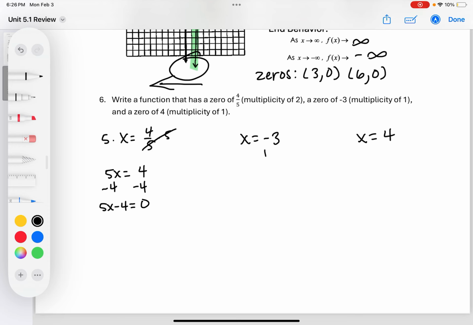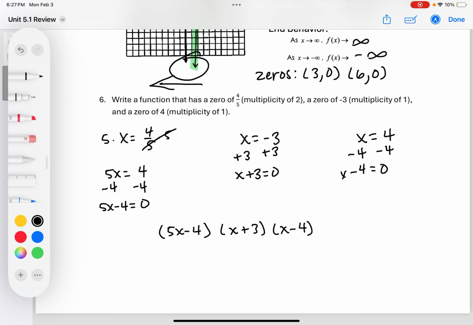On the next one, I'm going to add 3, so x plus 3 equals 0. On the last one, I'm going to subtract 4, so x minus 4 equals 0. Now that we've got them all set equal to 0, we are going to set them right next to each other: (5x minus 4), (x plus 3), (x minus 4).